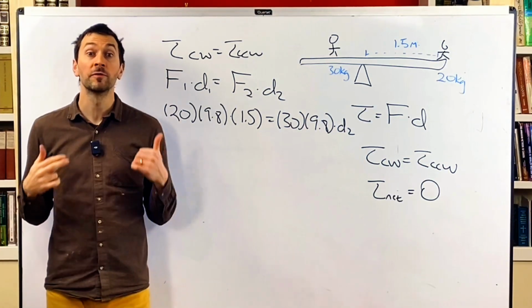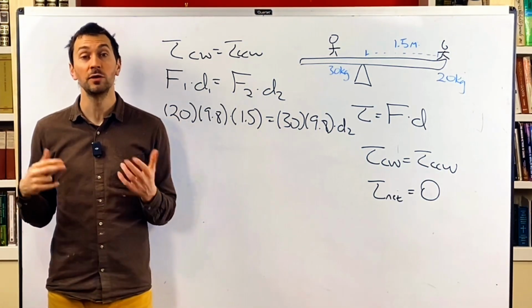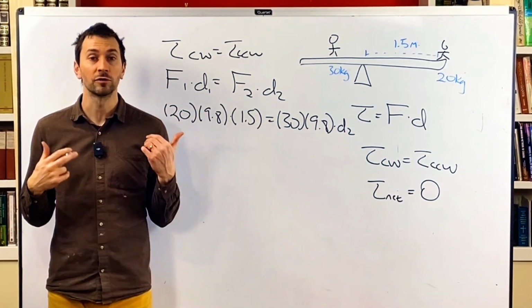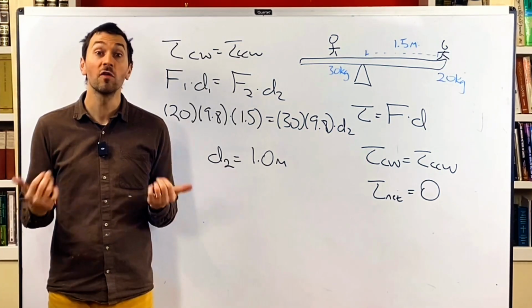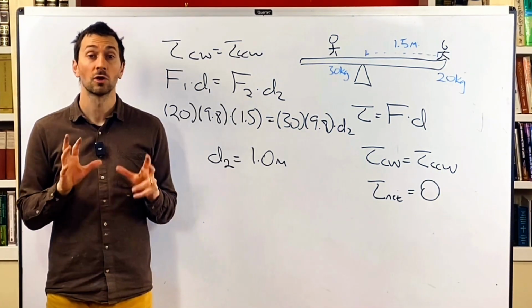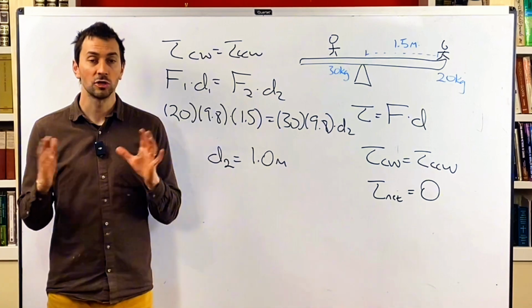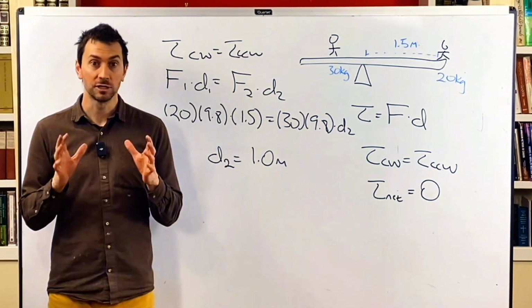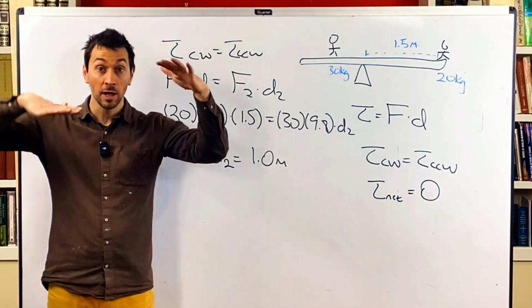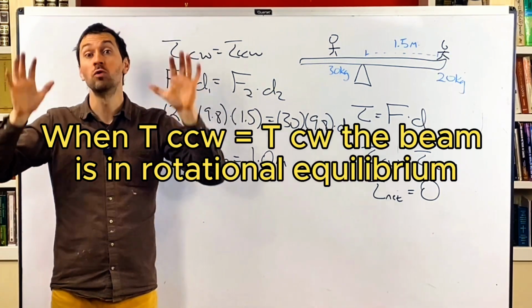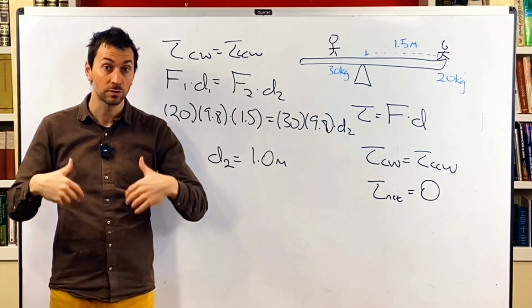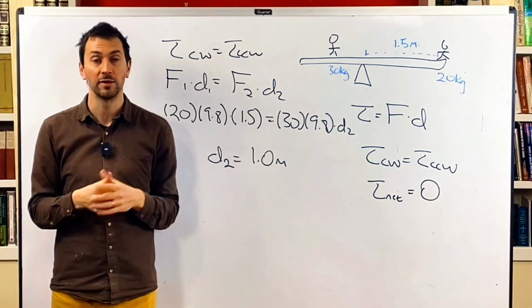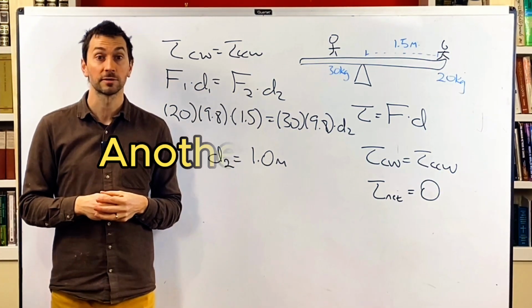Plug in all those numbers. Remember, the force is the force of gravity, so we use mg, and we can solve for d2. If you plug all those numbers in, you're going to get d2 equals 1.0 meters. So that's how far away the second child should sit or stand. And if they do so, the beam is going to be in rotational equilibrium. The net torques are zero, and so it'll be kind of balanced like that. Let's do some more examples.